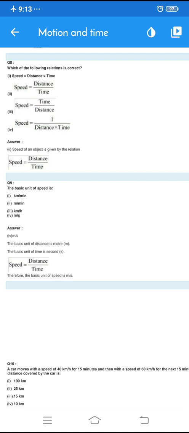Next, question number 9. The basic unit of speed is, given here, options: kilometer per minute, meter per minute, kilometer per hour, meter per second. The basic unit of distance is meter and the basic unit of time is seconds. Therefore, since speed is equal to distance by time, the basic unit of speed is meter per second.